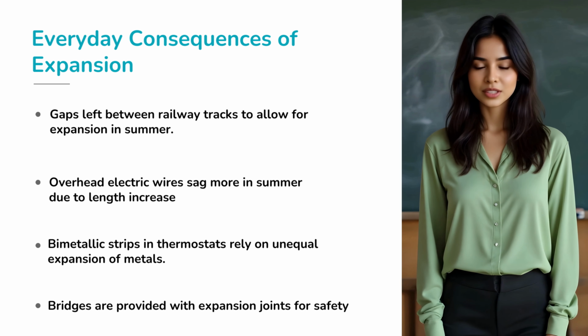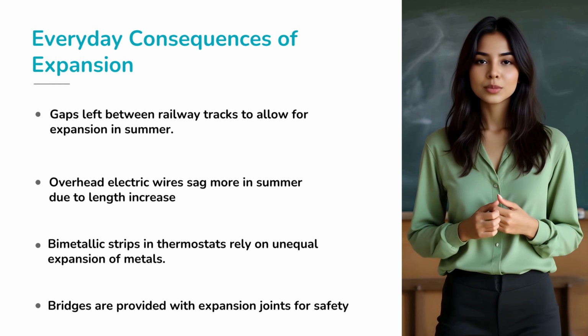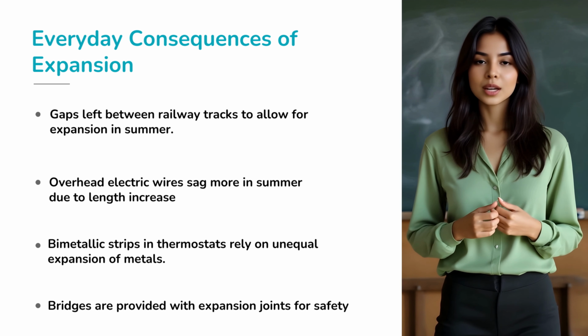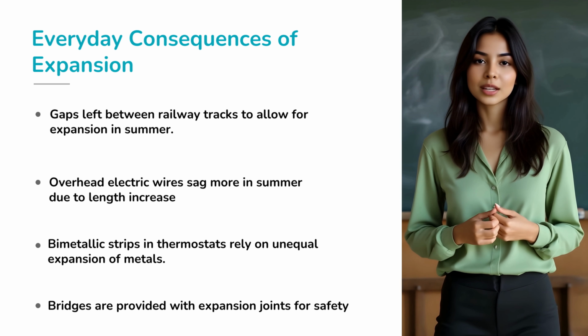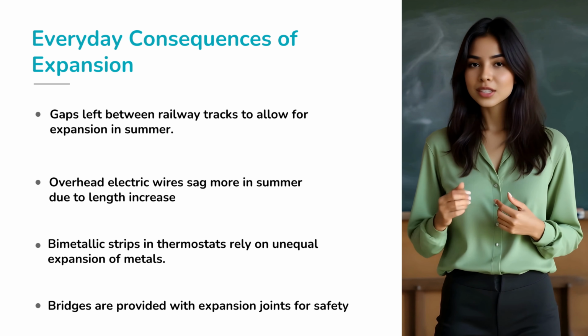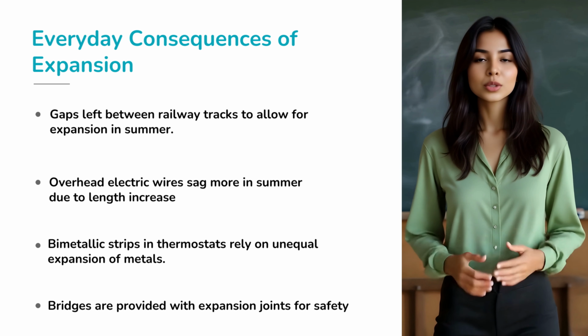Bimetallic strips in thermostats rely on two metals expanding at different rates, which causes bending and helps regulate temperature in appliances. Bridges are designed with expansion joints, so they can safely expand and contract with temperature changes. As you can see in the diagram, leaving gaps and joints prevents accidents caused by uncontrolled expansion.